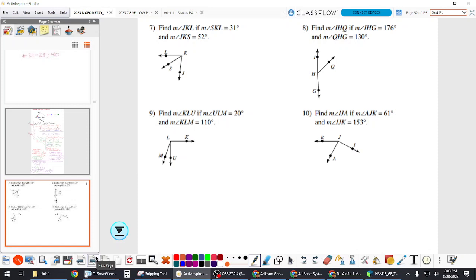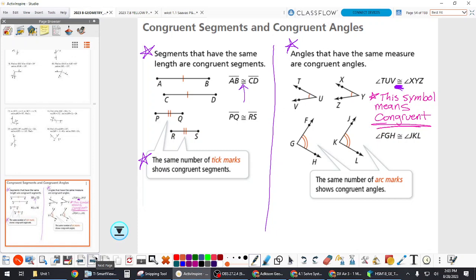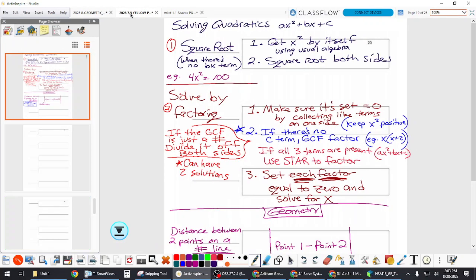Do you feel like you need another little problem with angles? Do we need to practice, or are we good to move on? I mean, it's not like you won't see it again. But I do want to talk about congruence and notation. So on your yellow sheet, grab it, please. And we're on page 2.